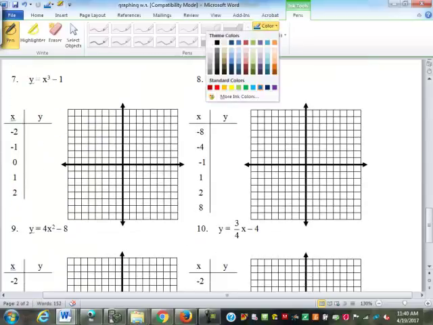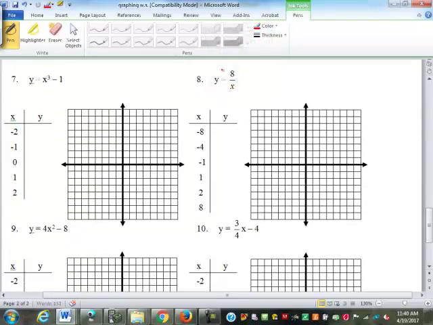Number 7. Y equals x to the third minus 1. This is going to look like this. Kind of an S shape, sort of. Number 8 can be really tricky here. So I'm going to plot out the points and talk through this one.